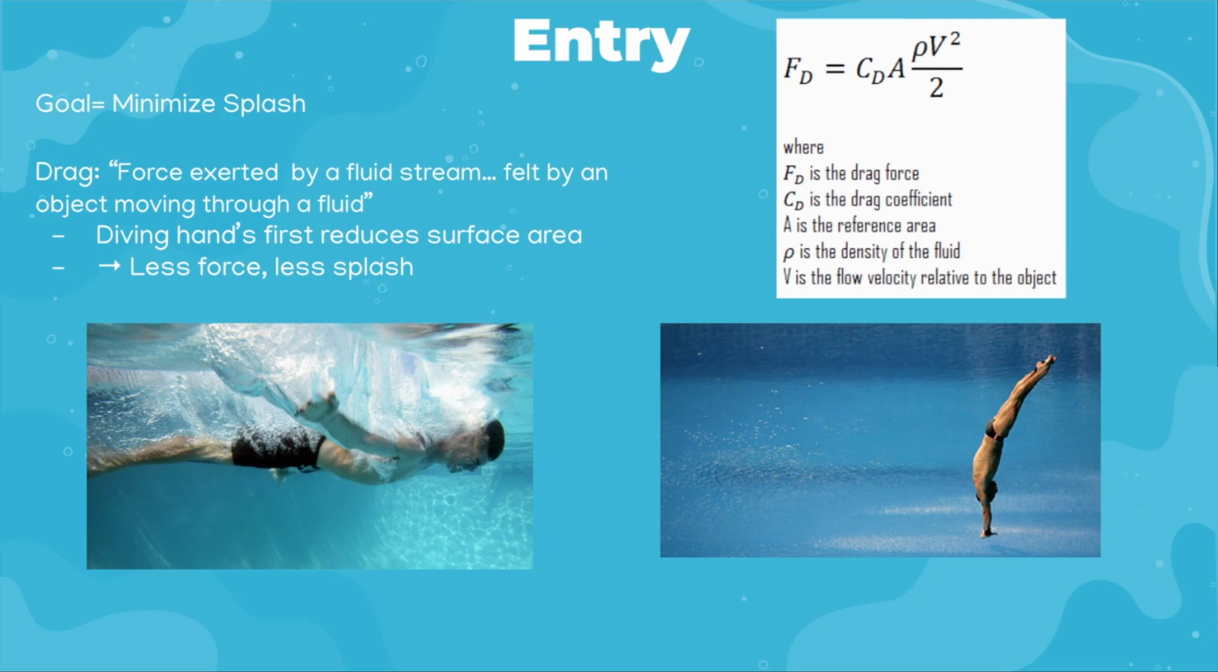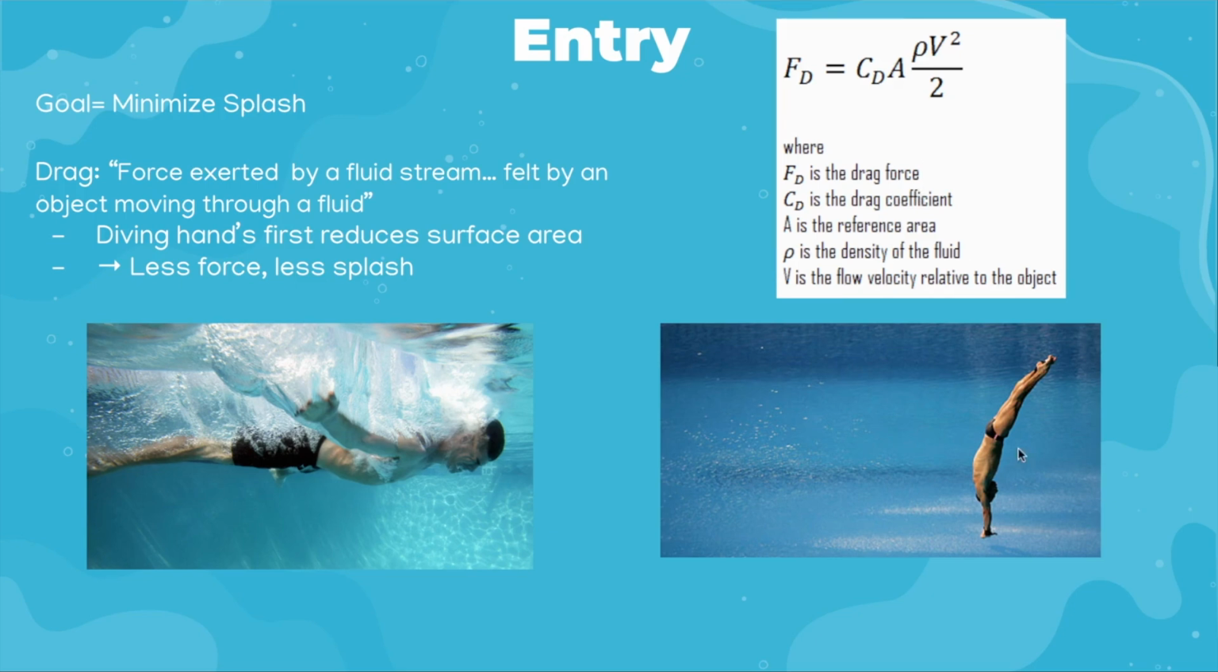So divers want to reduce their surface area by going in this streamlined, extended position, hands first, as small as possible, to create less force and less of a splash. And this is shown by the formula for the force of drag. So FD, the force of drag, is equal to CD, the drag coefficient, times the area times the density of the fluid times velocity squared over 2.